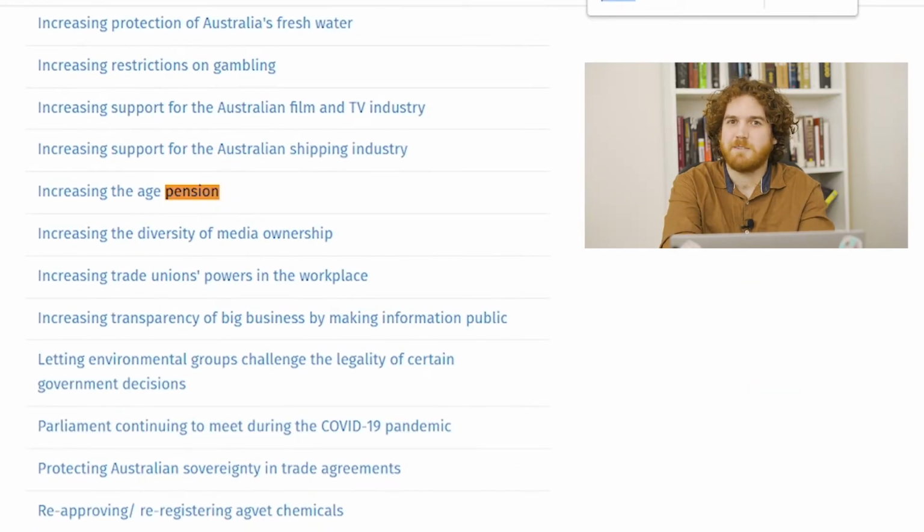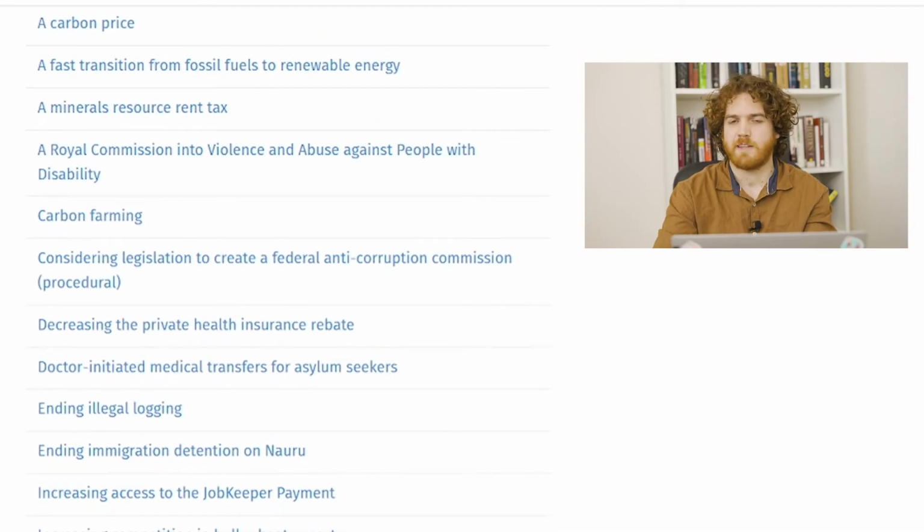So the next category is political transparency. It's an important issue, so let's see how people have voted. Let's see what their stances are on the Federal Anti-Corruption Commission, or at least creating one, or a federal ICAC, as it is also referred to. The individual states have their own corruption watchdogs, but the federal parliament doesn't have this oversight. This has been an issue that has been discussed a lot recently.